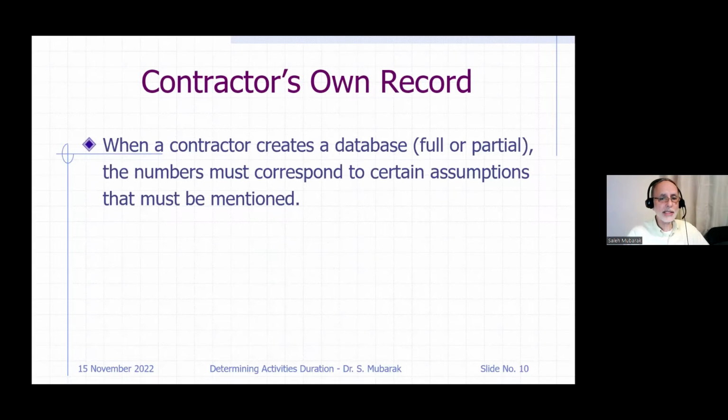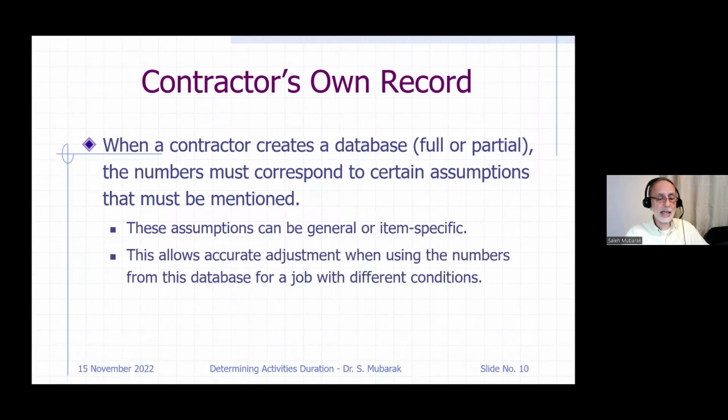When a contractor creates a database, full or partial, the numbers must correspond to certain assumptions. I'm talking about excavation, and I got 380 cubic meters per day. Well, this 380 cubic meters under what condition, what type of soil, what level of moisture, what weather conditions, what type of labor, what type of equipment, all of these have to be documented. This allows accurate adjustment when using the numbers from the database for a job that is with different conditions.